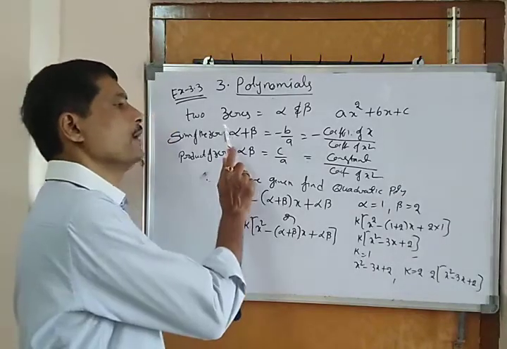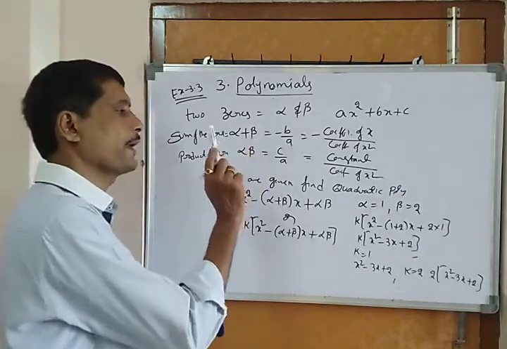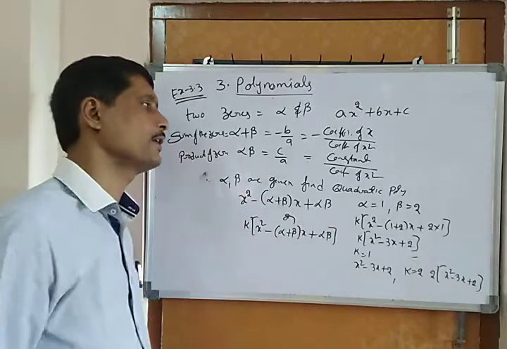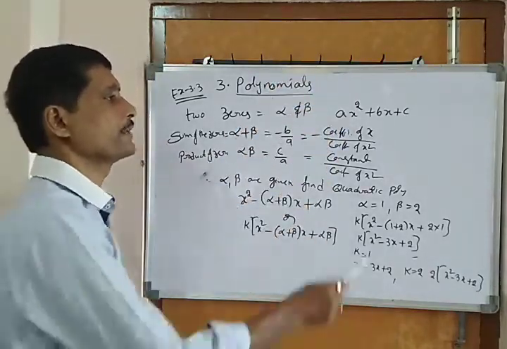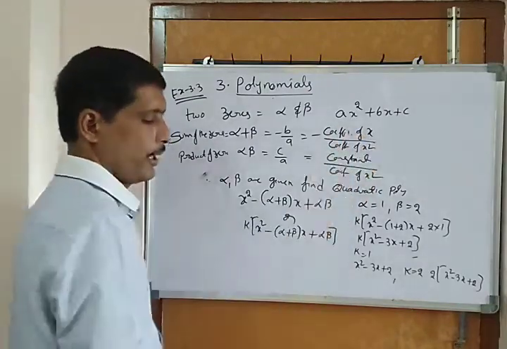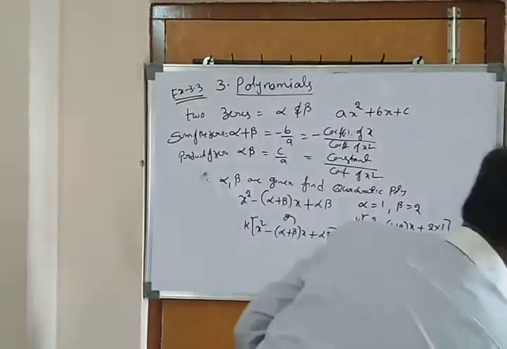Therefore the formula is: the sum of the zeros equals minus b by a, and the product of the zeros equals c by a. That is minus coefficient of x by coefficient of x square. This is based on the given problem only. The first question.